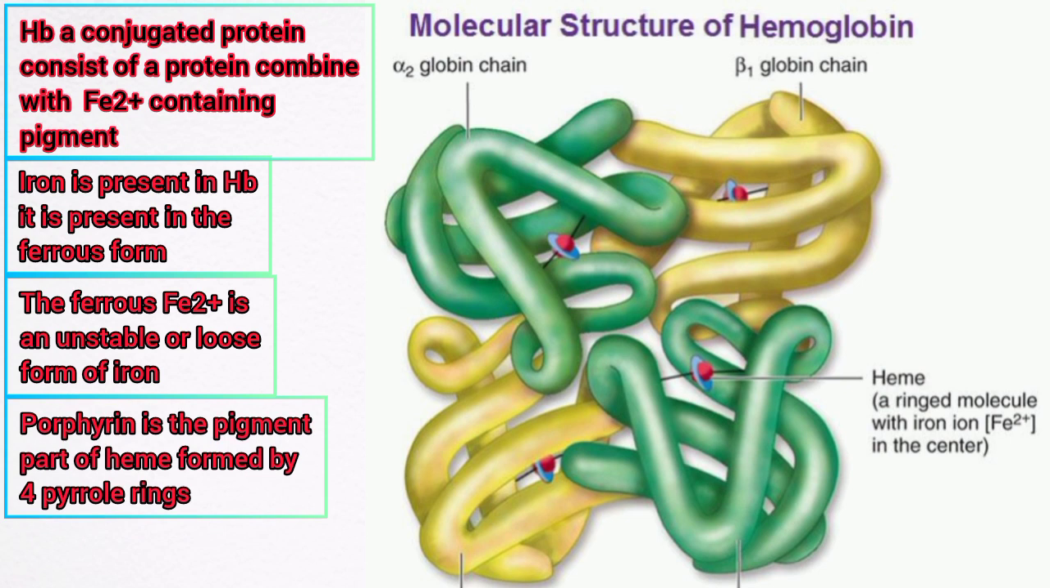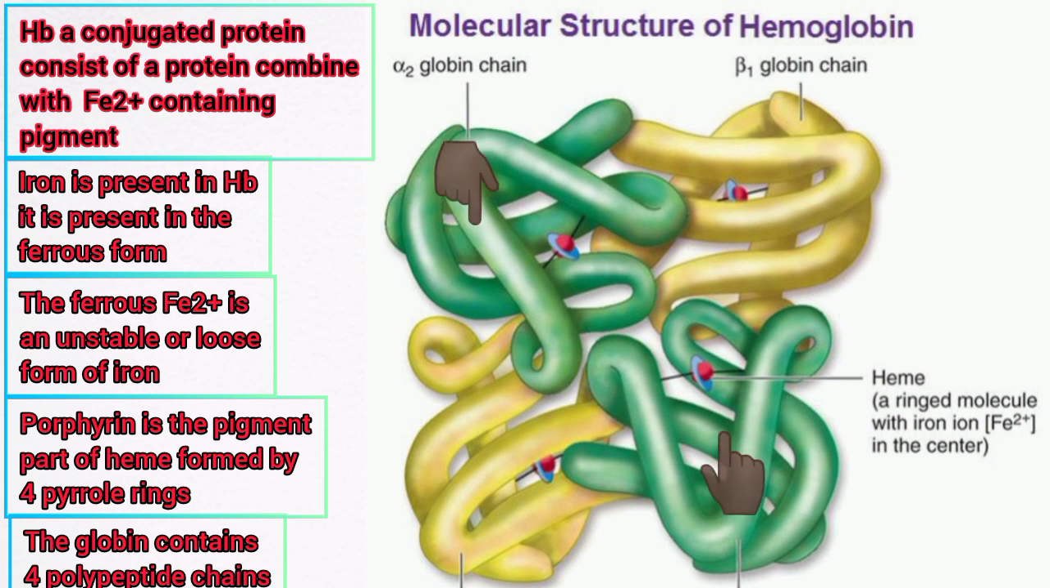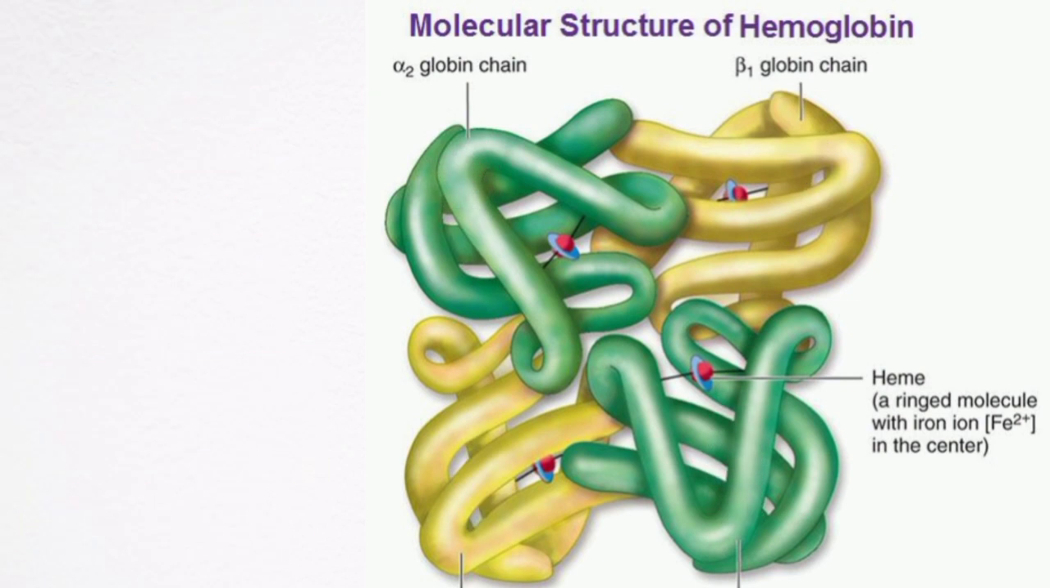The porphyrin is the pigment part of heme. It is usually formed by 4 pyrrole rings. The globin usually contains 4 polypeptide chains. Among the 4 polypeptide chains, 2 are alpha chains and 2 are beta chains.